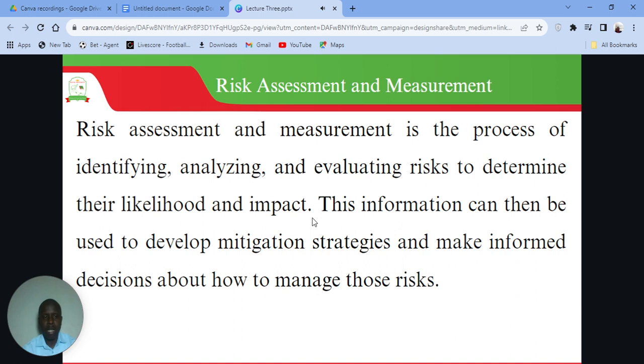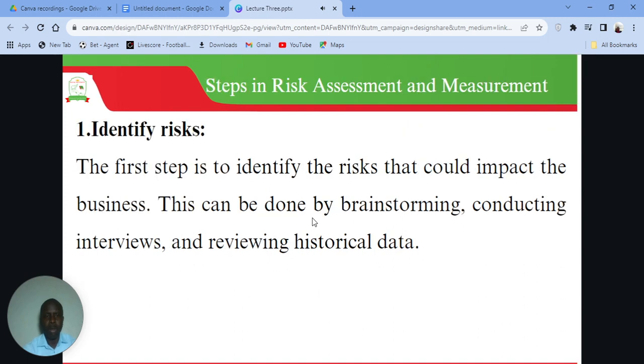That is key for every person. It is key for anybody in the supply chain to understand how to go about those processes. Now, when we are doing risk assessment and measurement, we are guided by a number of things. Number one is to identify these risks. So we are looking at what impact these risks could have on our businesses or on our supply chain processes. We will therefore use a number of methods.